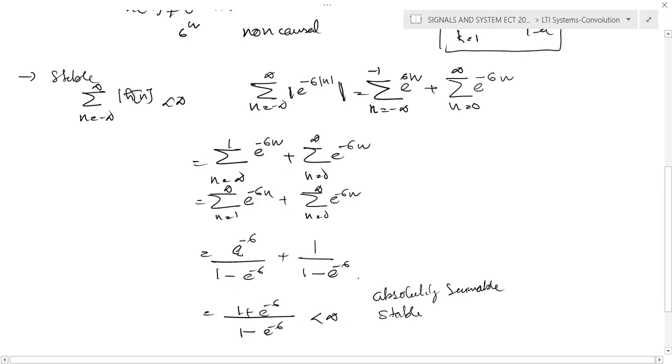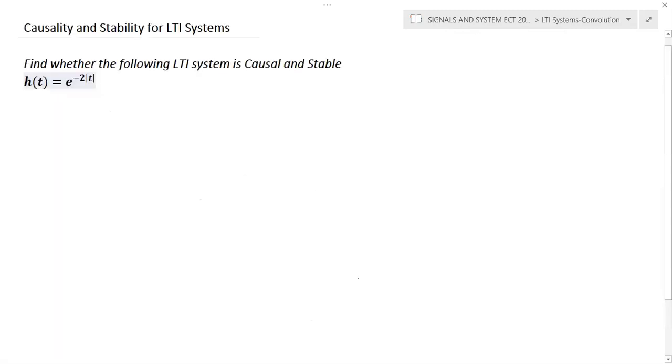The answer is less than infinity. Okay. Now we'll consider a continuous time system. Here h of t is given by e raised to minus 2 modulus of t. First, we need to verify the causality condition.